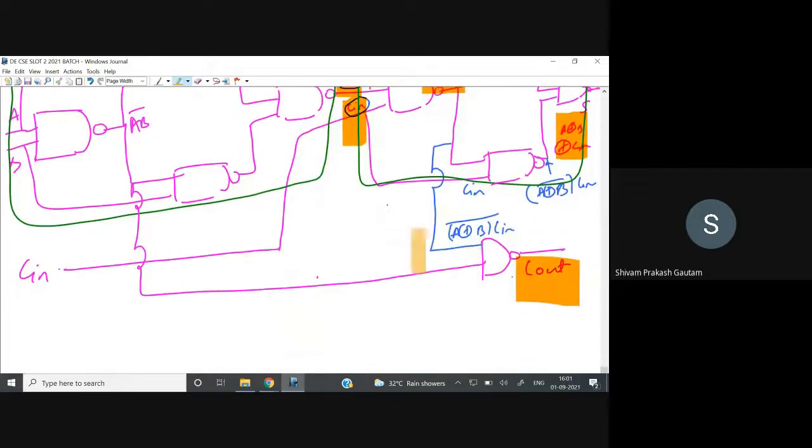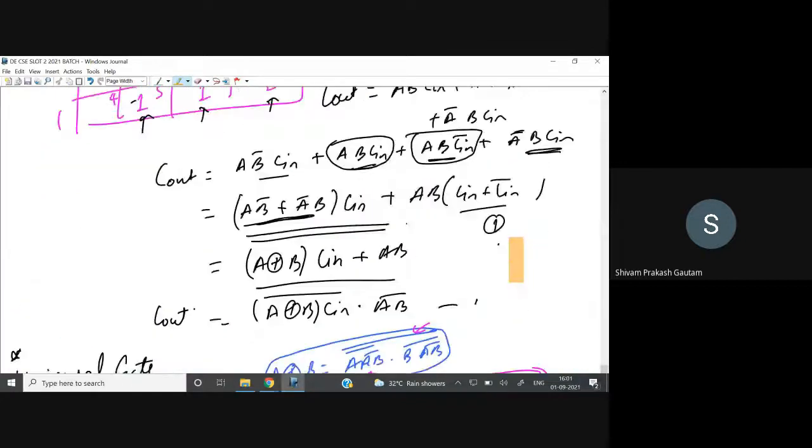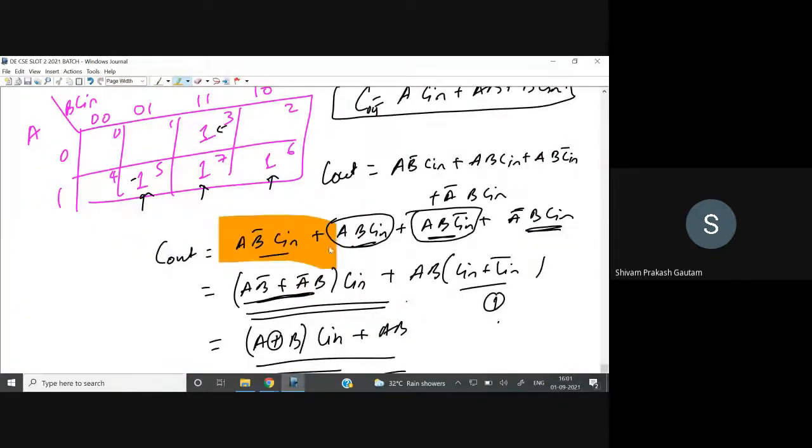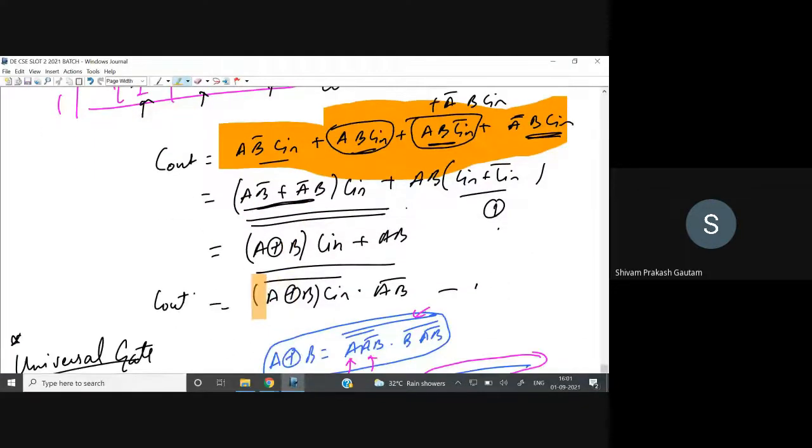So just pay attention. Where is C out? What is the expression for C out? We have not taken the reduced expression, but we have taken the min terms separately. You can see how we have calculated. We have taken the min terms, and then we have arranged them in such a way that it can be implemented using universal gates, using the minimum number of universal gates.